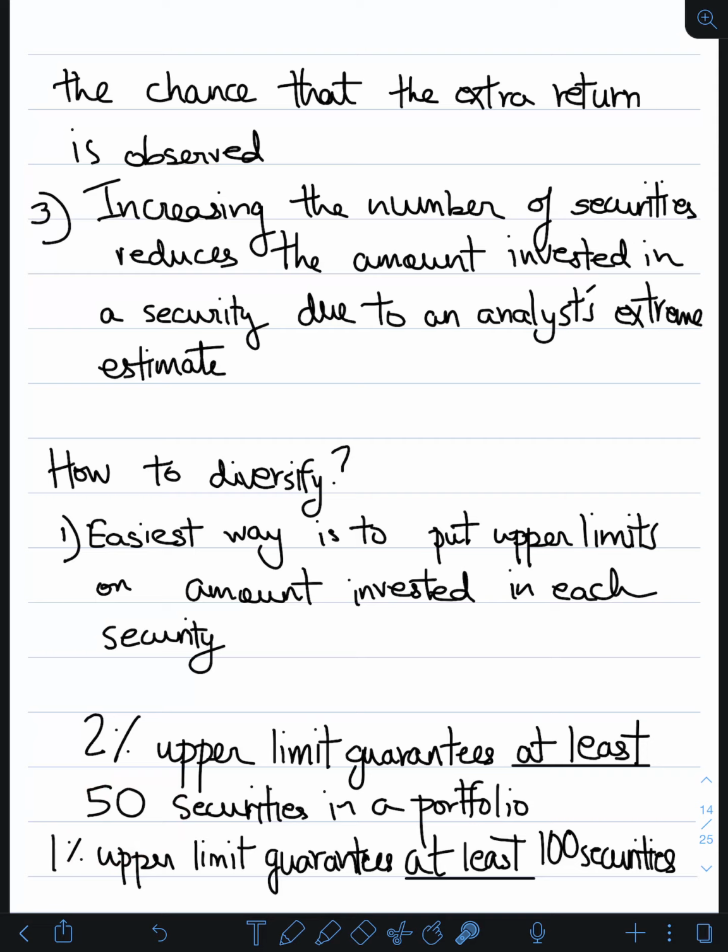If we had a 1% upper limit, that means no asset can get an investment of greater than 1% of our total investment. Now, if we have 100 assets and a 1% upper limit, that means that we will have at least 100 securities in our portfolio, because each one is restricted to having 1% as the max percentage of our investment. So keep in mind the at leasts. This could be an important thing to note in the exams. So a 2% upper limit guarantees at least 50 securities, a 1% upper limit guarantees at least 100 securities in our portfolio.